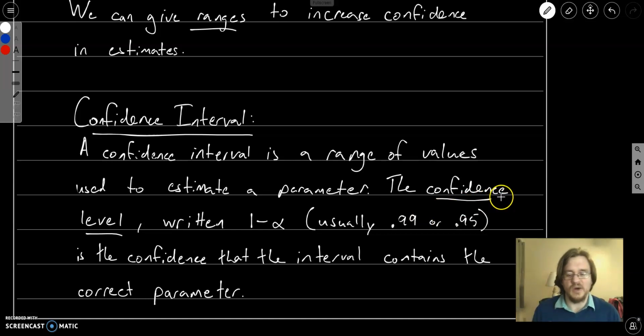So if I said, oh, a parameter for the population is going to be between 65 and 70, I could be more confident if I said the parameter is going to be between 50 and 100. If I have a bigger range, I could be more confident that the interval will actually contain the parameter. If I give a small range, I can't be as confident, but I can be more precise.